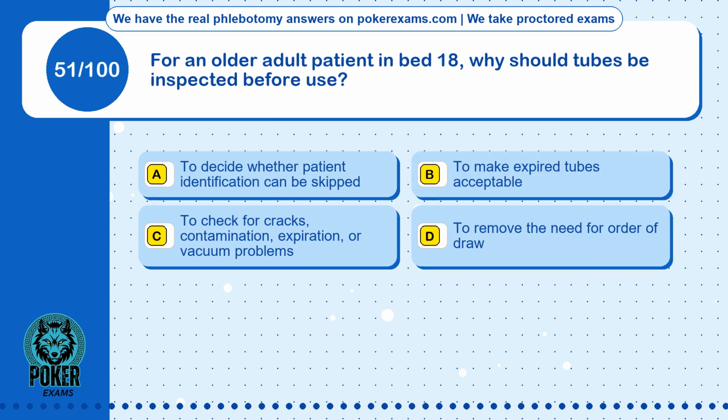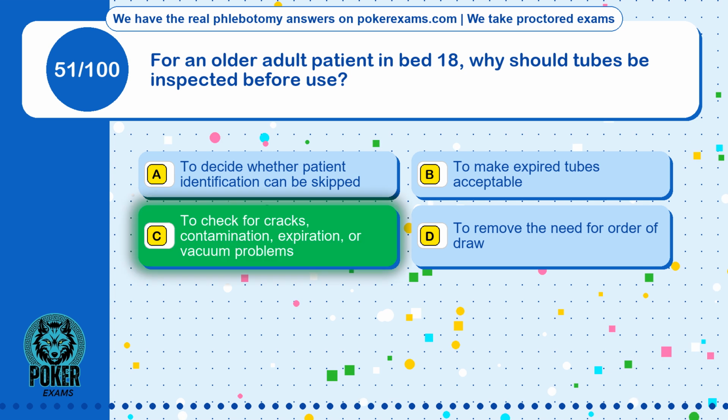Question 51. For an older adult patient in bed 18, why should tubes be inspected before use? Option A. To decide whether patient identification can be skipped. Option B. To make expired tubes acceptable. Option C. To check for cracks, contamination, expiration, or vacuum problems. Option D. To remove the need for order of draw.